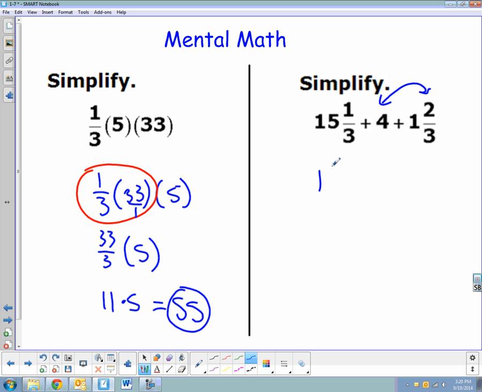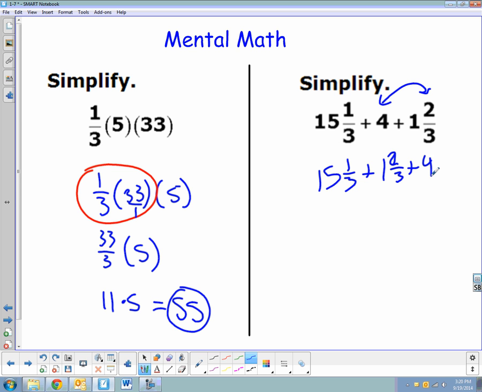So I'm going to rewrite it. I'm going to have you do the same. 15 and 1/3 plus 1 and 2/3 plus 4. Now, a couple things we notice. They already have common denominators, thirds. So I'm not counting the 4 right now. But the 15 and 1/3 and the 1 and 2/3, they have common denominators.